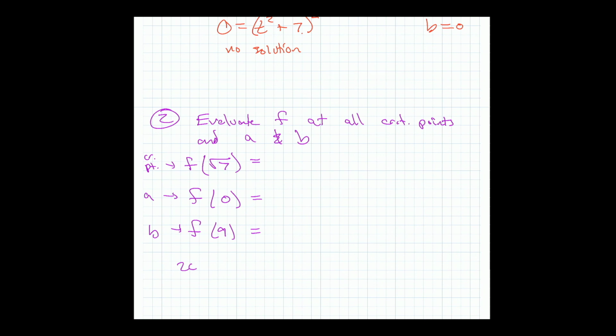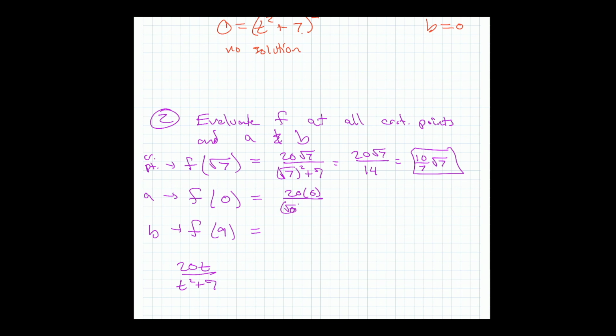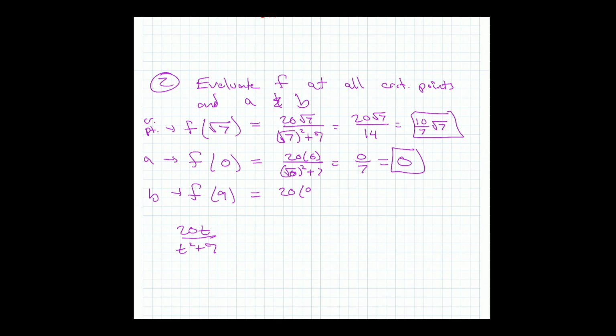So the function was 20t over t squared plus 7. So f of square root 7 is 20 square root 7 over square root 7 squared plus 7. So 20 square root 7 over, root 7 squared is 7, and 7 plus 7 is 14. So that's 10 over 7 root 7. Okay. f of 0 is 20 times 0 over 0 squared plus 7. So it's 0 over 7, which is 0. And f of 9 is 20 times 9 over 9 squared plus 7, which is 180 over 81 plus 7, which is 88. And there you go.